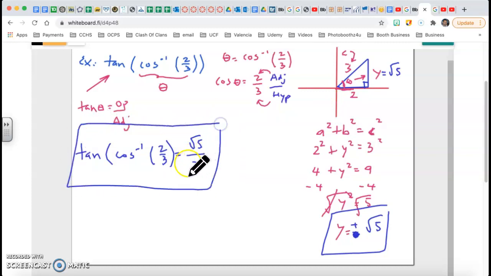So all these type of composition functions, this is the way we solve it. We get our theta, my inside function, I call it theta. I call that theta go to cosine of the angle. I create my triangle. I make sure that I have all the sides. Most likely I have to use my Pythagorean theorem. And once I have that, I go back to my original function and replace the two sides that I'm looking for. All right, let's do one more.